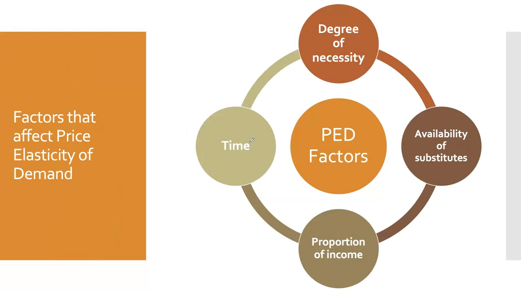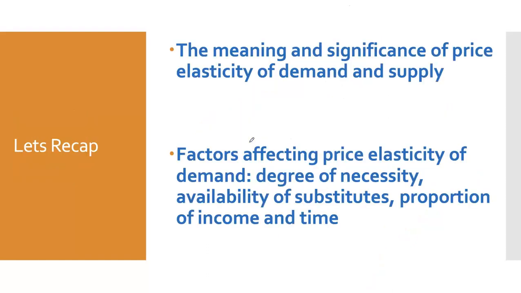And guys, they are your 4 factors: degree of necessity, availability of substitutes, proportion of income, and time. And I hope that as we recap, you now understand what we mean by price elasticity of demand and understand its significance, the percentage, how responsive demand is to change in prices. And we've considered 4 factors to talk about: degree of necessity, substitutes, proportion of income, and time. I hope that you've understood this concept of price elasticity of demand. There is a future video on price elasticity of supply, which will cover that. And I hope this has built your understanding of microeconomics.